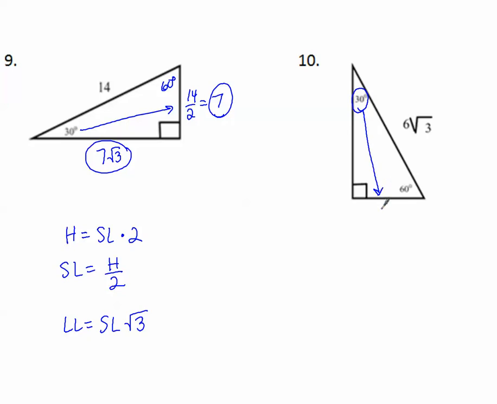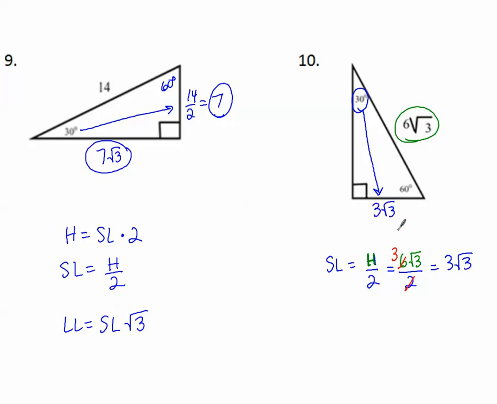How do I find the short leg? Hypotenuse divided by 2, since the hypotenuse is supposed to be double the short leg. Well, what's the hypotenuse? 6 square root of 3. In place of my hypotenuse, I'm writing 6 square root of 3, and I'm dividing it by 2. Well, 2 is outside the radical, 6 is outside the radical. 2 goes into 6 3 times. So what is my short leg? 3 square root of 3.